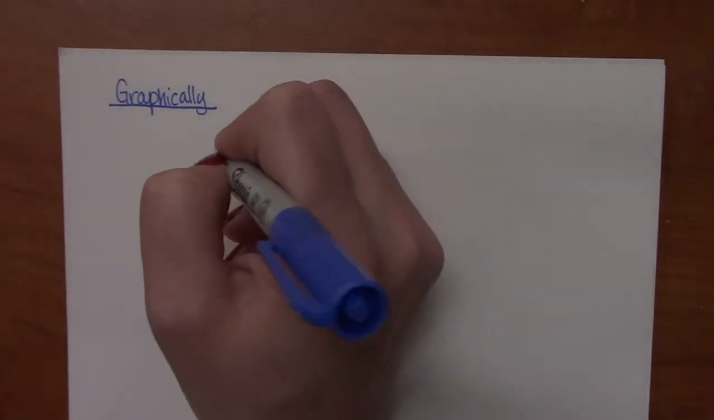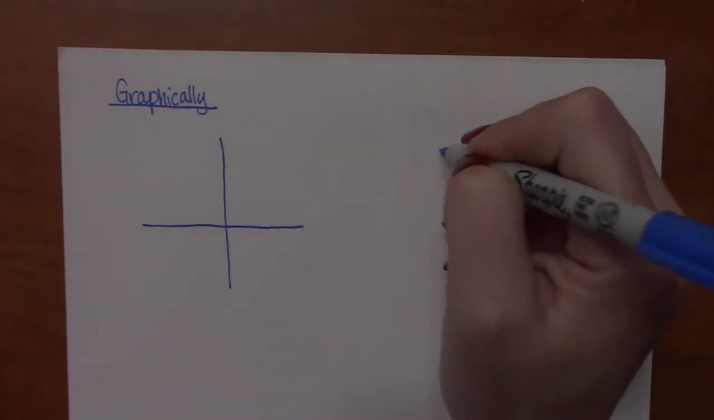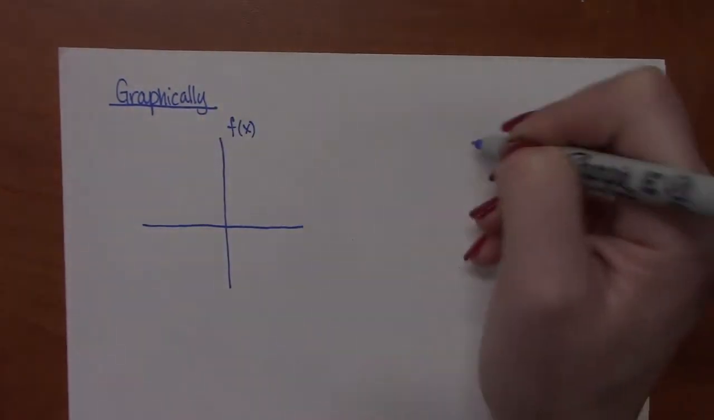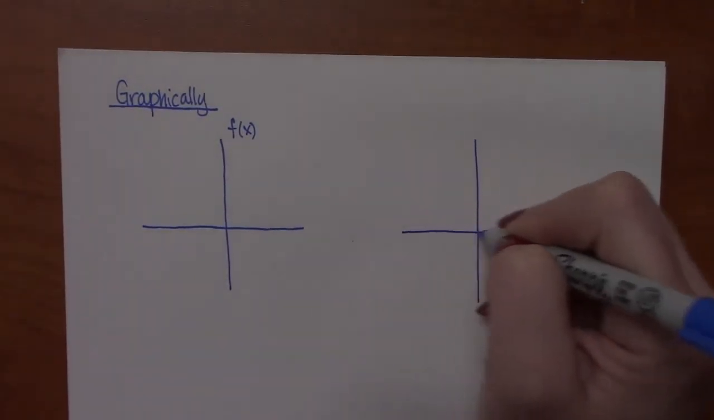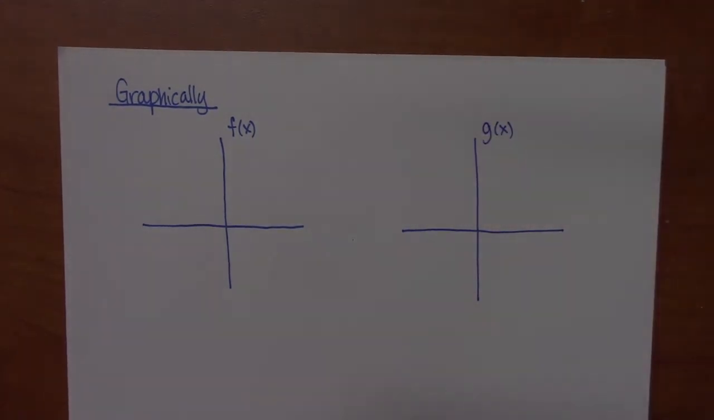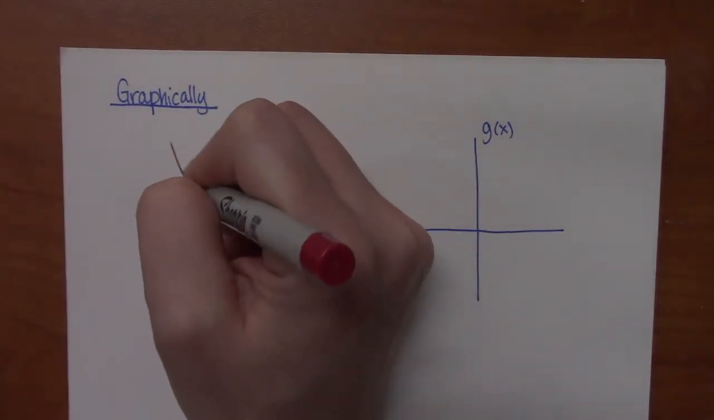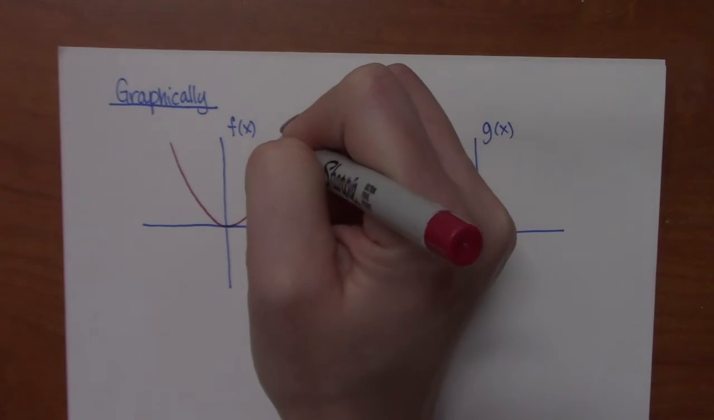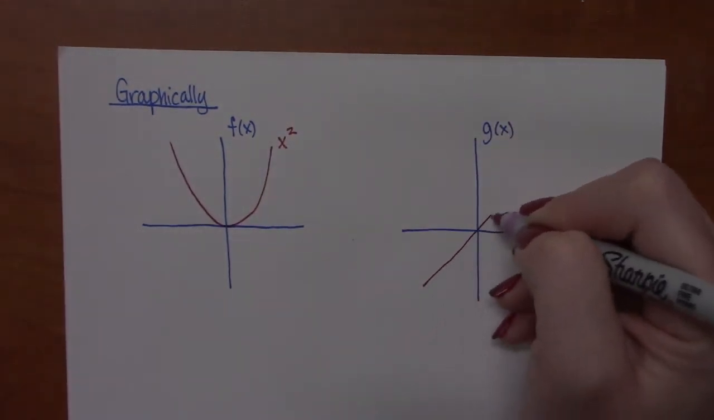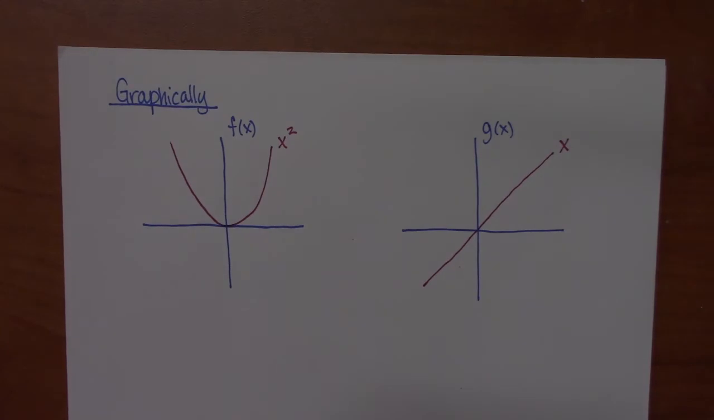All right, so graphically, and this is where people kind of lose their minds a little bit. We can look at 2 functions. This will be our f of x. Then we're going to have g of x. And just to make this a little easier on us, I'm going to grab functions where we can quickly grab points.